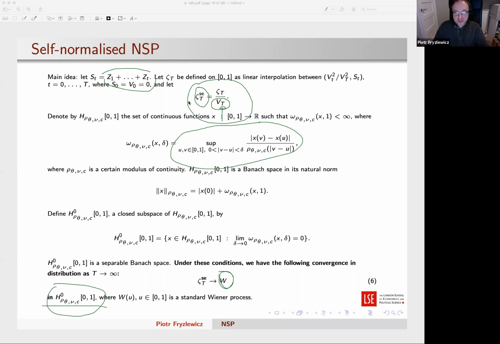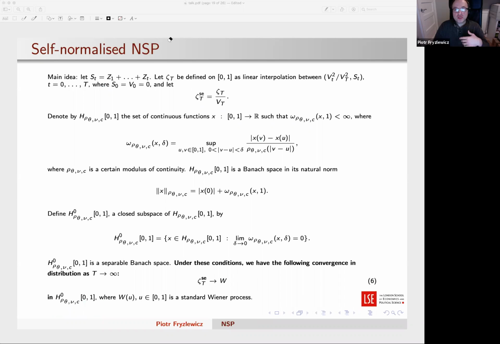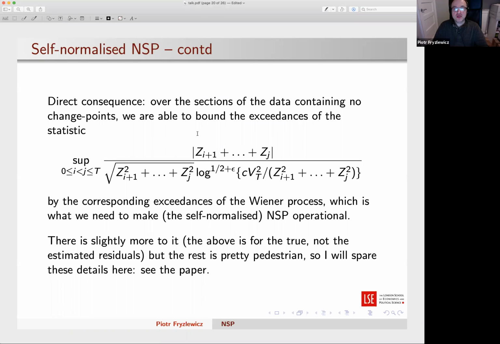But the norm of my process, and we can safely go to the next slide, the norm of my process is a suitably self-normalized statistic, which will solve my problem, which will give me the required guarantees. As a consequence of this beautiful convergence into the Wiener process, but in the special Banach space with this norm, I'm getting almost for free, practically for free, suitable guarantees on the behavior of this self-normalized statistic here.